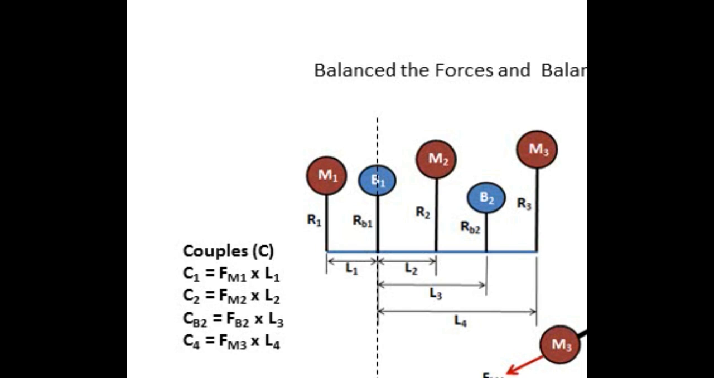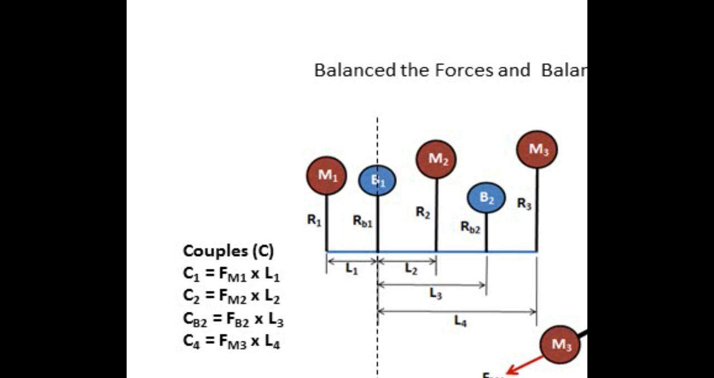In balancing the couples, what we are doing is choosing an arbitrary plane in a way that it will cancel the couple produced by one of the balancing masses.